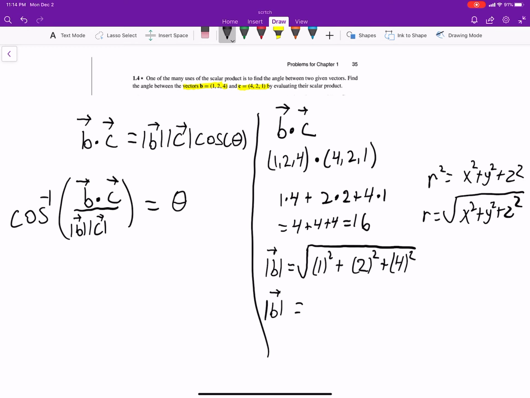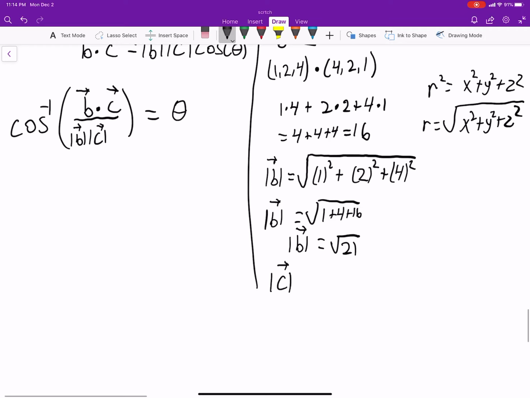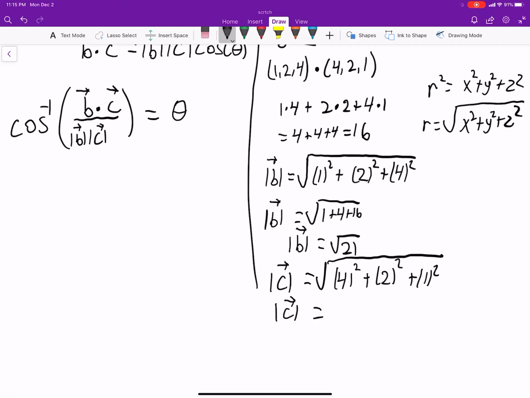So the magnitude of b is the square root of 1 plus 4 plus 16, which means the magnitude of b is equal to the square root of 21. And we can do the same process, finding the magnitude of c. It's the square root of 4 squared plus 2 squared plus 1 squared. It's the exact same numbers, so the magnitude is the square root of 21.